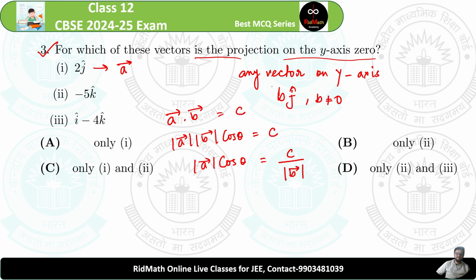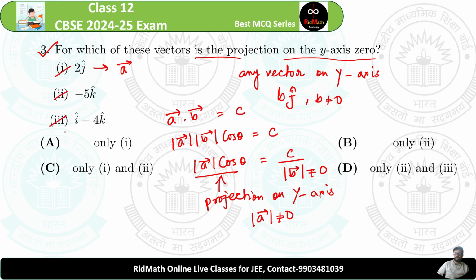Okay, this is bj. Now this is the projection on the y-axis. Now mod of v is not equal to 0, so that means a cos theta should be 0. That means mod of a is also non-zero, because all the vectors are non-zero, so mod of a is non-zero. We are taking this vector as a vector, and then we will take this vector as a vector.